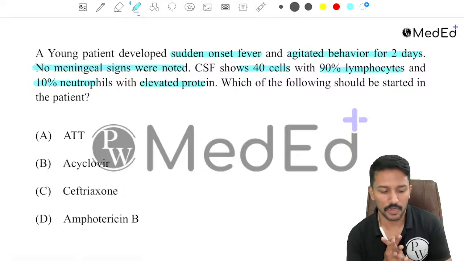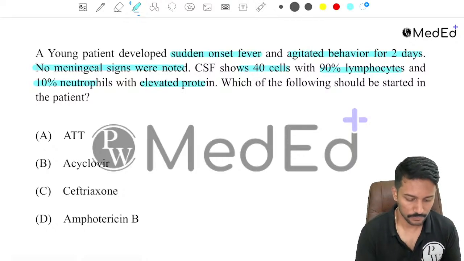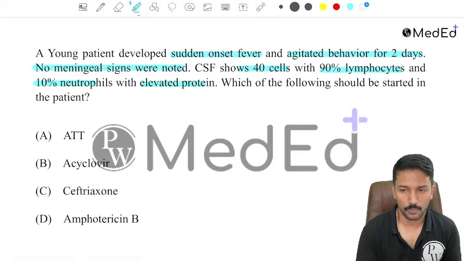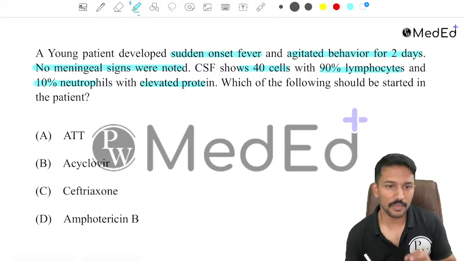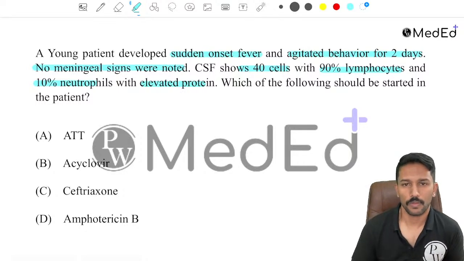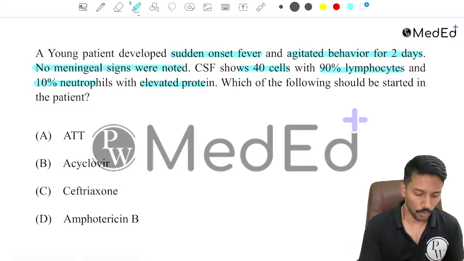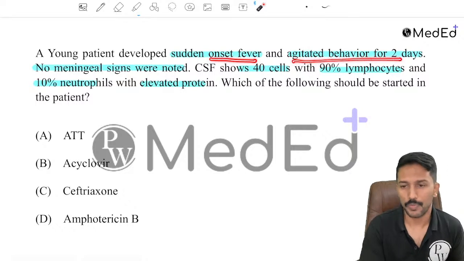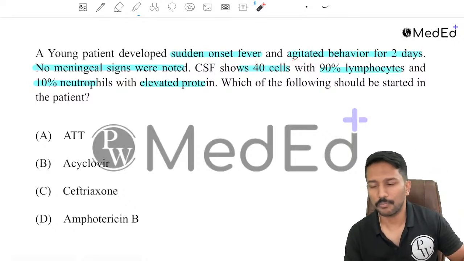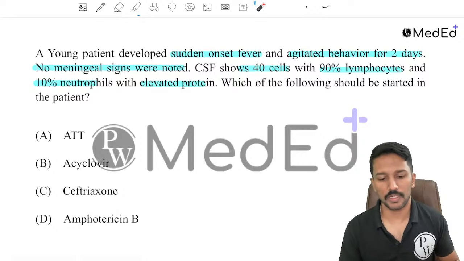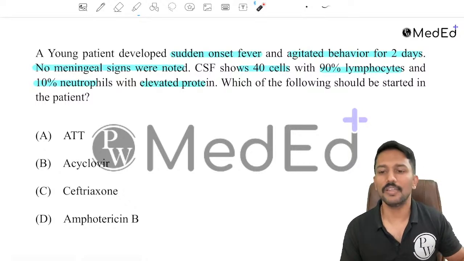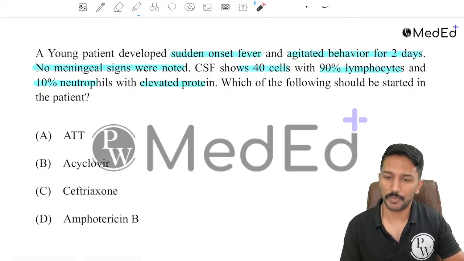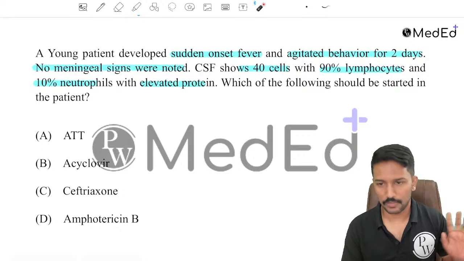Okay, how many of you think we should start ATT on this patient? And those who don't want to start ATT, why not ATT? Okay, few points here. Number one, it is a sudden onset fever and agitated behavior, right? Now in a simple uncomplicated meningitis case, do we see behavioral changes? Generally unexpected. We don't see behavioral changes in a patient with meningitis. Okay, that is one point.